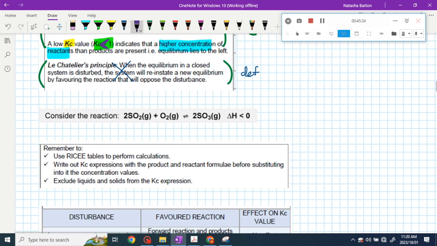Okay. Now over here I have a chemical reaction that I just copied from a textbook, right? So you won't have it in your notes. How do I know that this reaction is for chemical equilibrium?